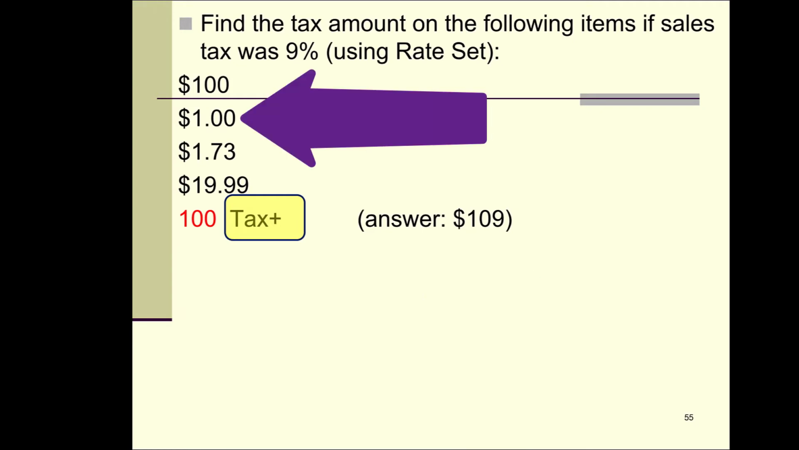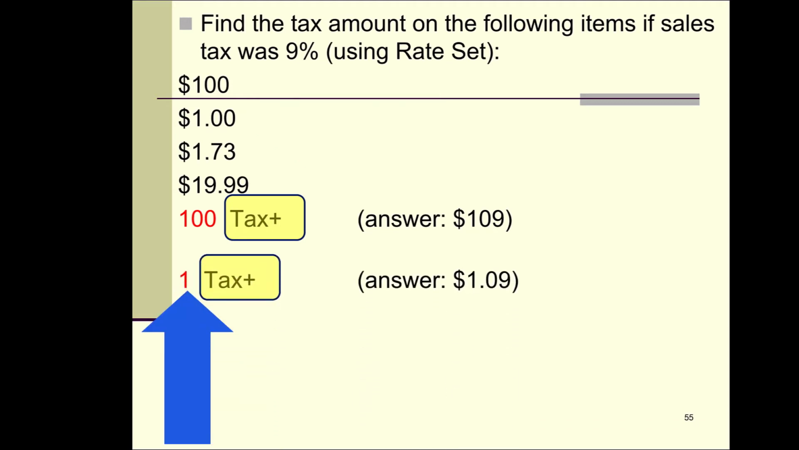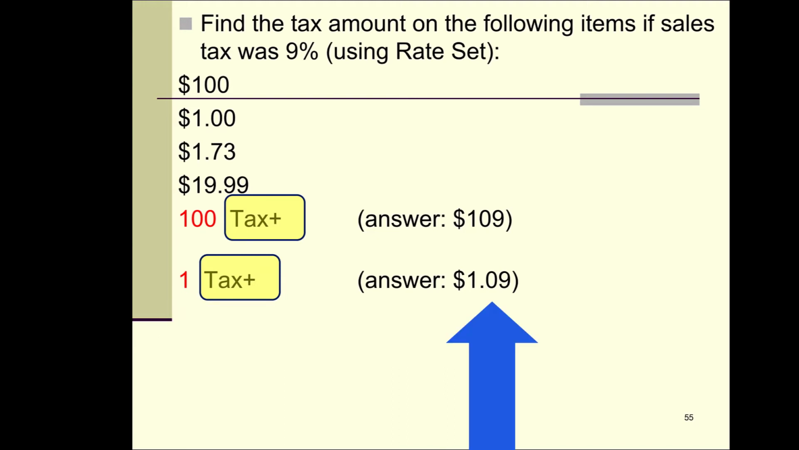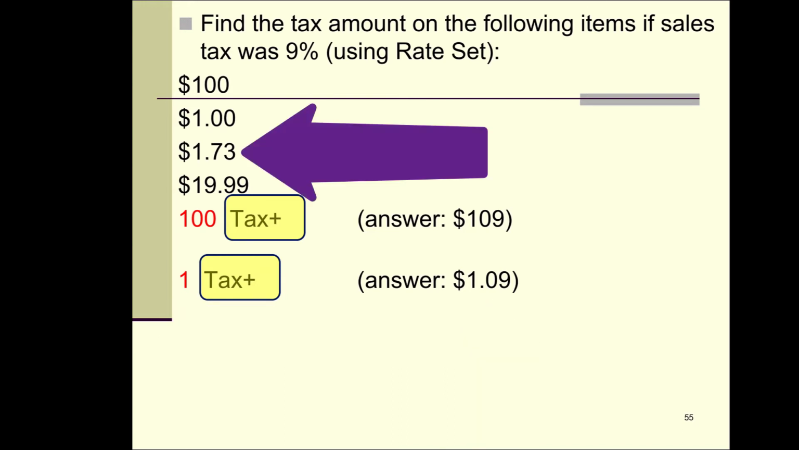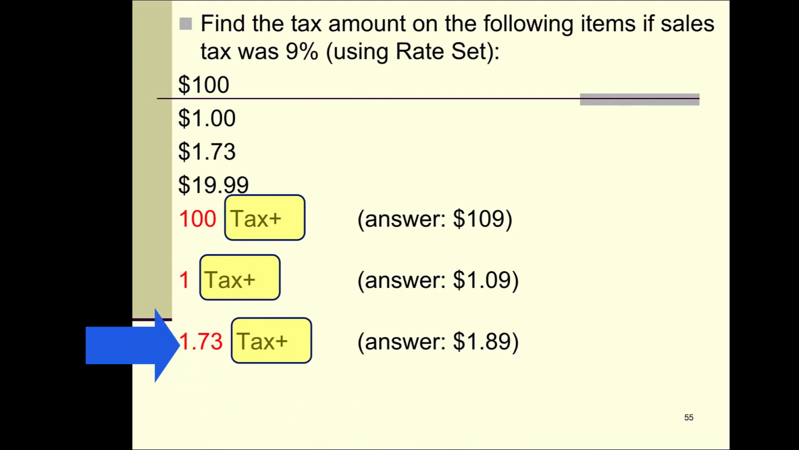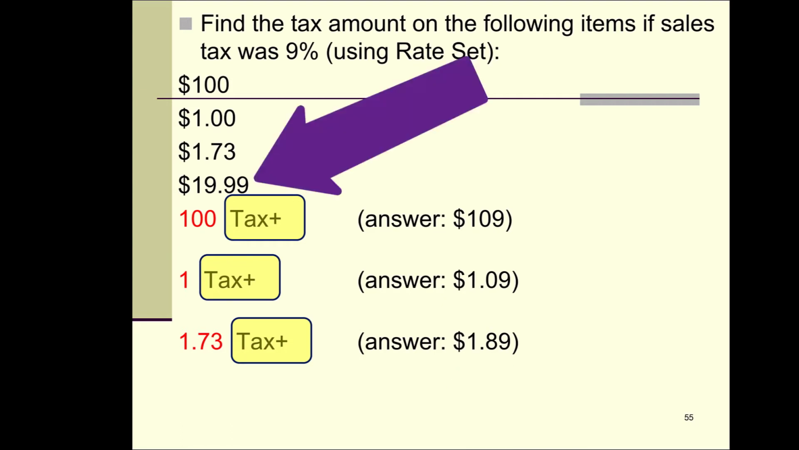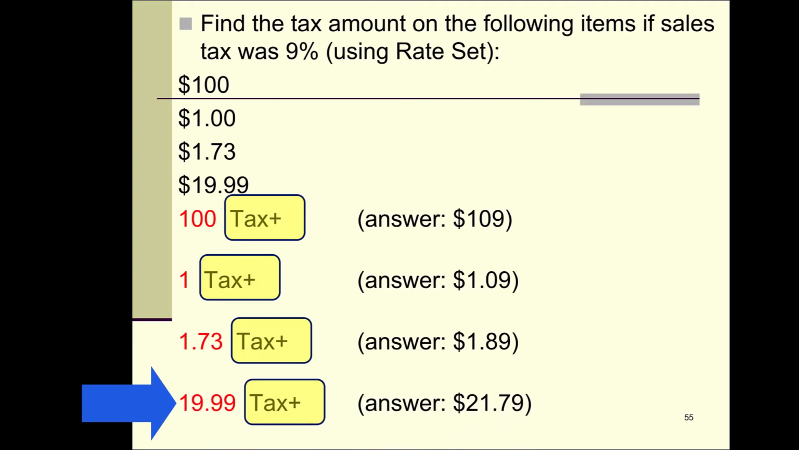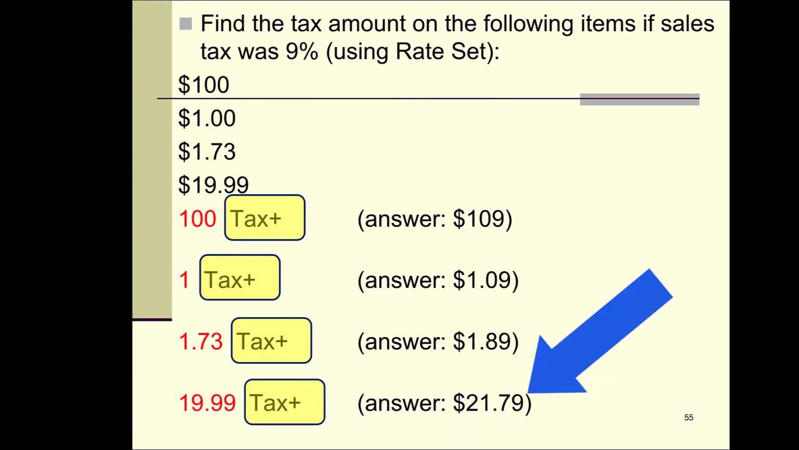To calculate how much you're going to charge the person buying a dollar item, enter 1 and then hit tax plus. It's $1.09. For an item that's $1.73, enter 1.73, hit tax plus, and you should be charging that customer $1.89. And then for an item that costs $19.99, just simply enter 19.99, hit tax plus, and you're going to charge your customer $21.79.